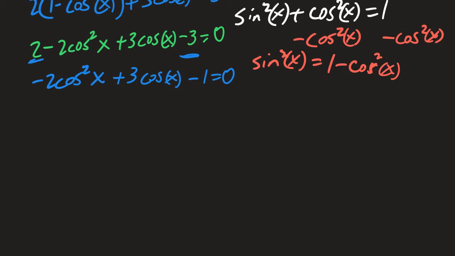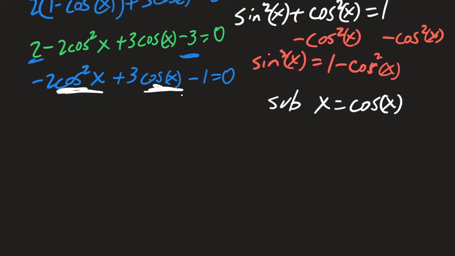This definitely looks like a quadratic, so I'm just going to pretend that these cosines are actually a different variable. Okay, so we're going to substitute, and we'll just use x for cosine in this problem. And we're going to end up changing it back. So it's okay, whatever letter you want to use: x, y, a, b, u, w. Either way, it's fine. Negative 2x squared plus 3x minus 1 equals 0.